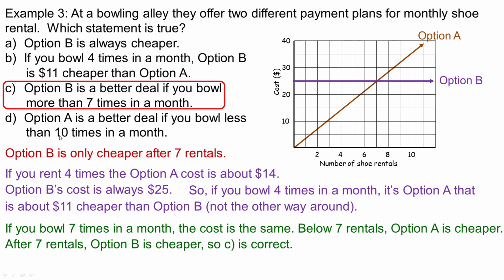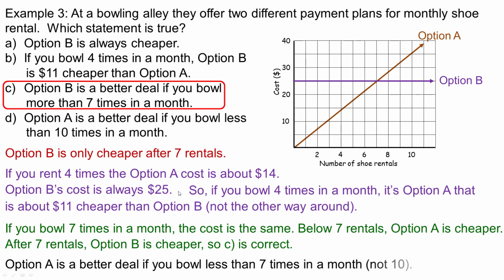And I'm not going to just stop there and not worry about D here. D says option A is a better deal if you bowl less than 10 times in a month. Well, if you bowl 10 times, they aren't the same at 10 times. It's actually 7 times. So option A is a better deal if you bowl less than 7 times in a month, not 10.